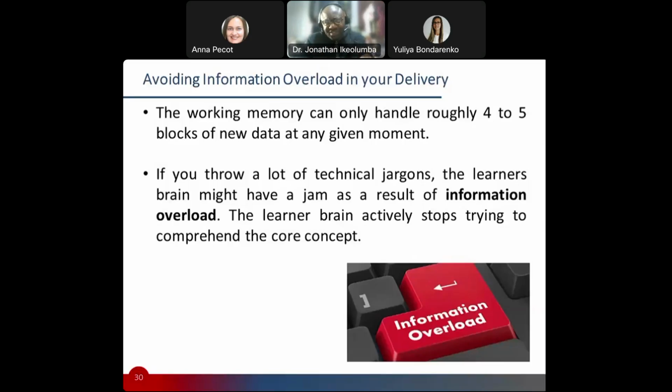Now, what is also interesting is that the data also tells us that the working memory can only take about 4 to 5 blocks of new data at every moment in time. And that's why you might get into a situation where you're doing something like a training, and you might be speaking, and people might say, no, you're speaking too fast. It might actually not be that you're speaking too fast. What's actually happening is that you're passing quite a lot at the same time. And so you must be very intentional.